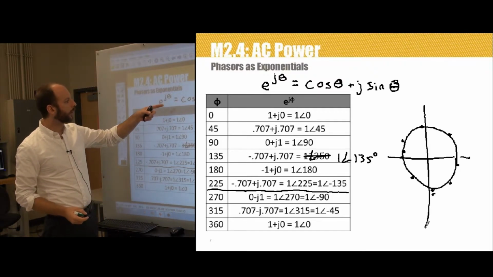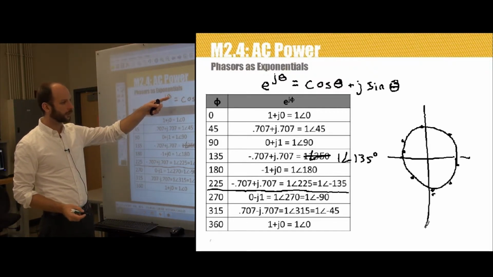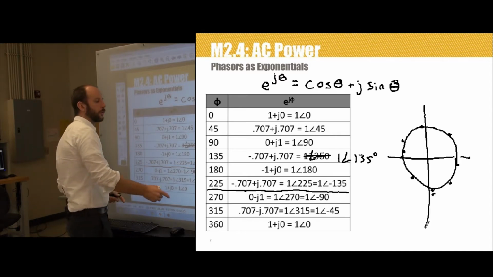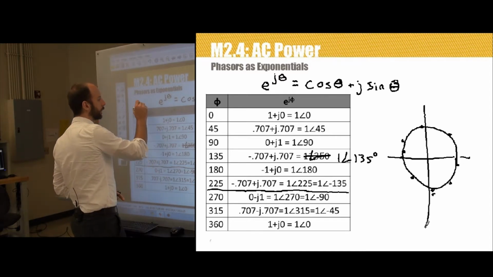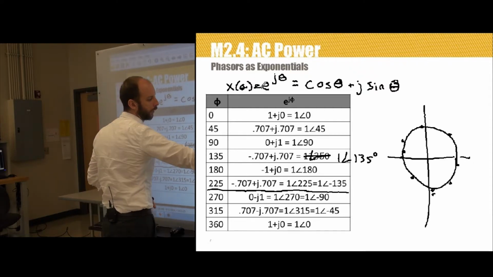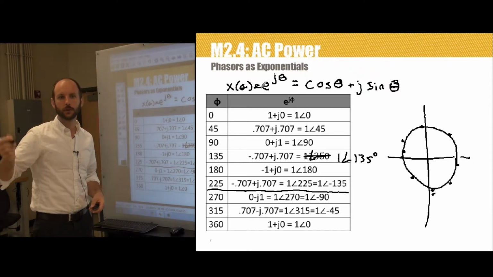And so it's interesting. We plug in any value of theta for this, and the function that it's going to plot, if we were going to say x of theta equals, the function that it plots is a unit circle. That's amazing.